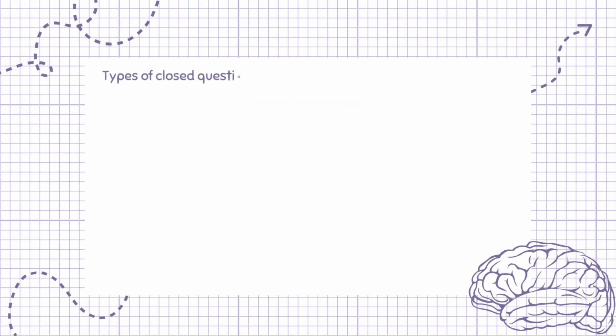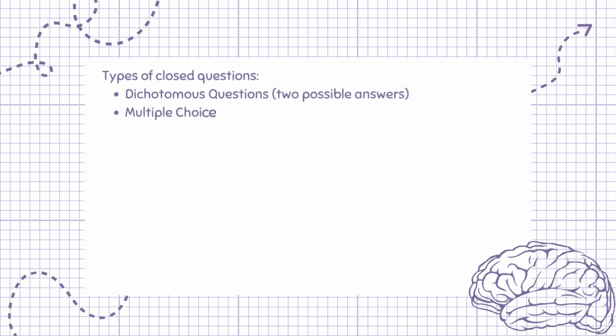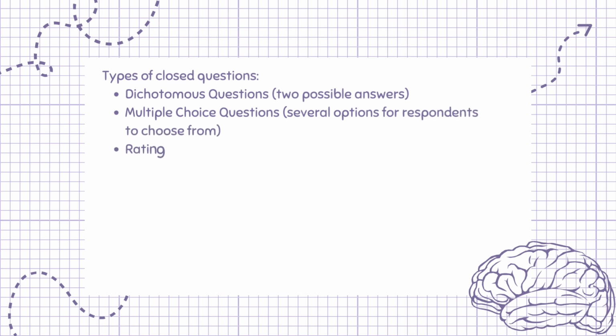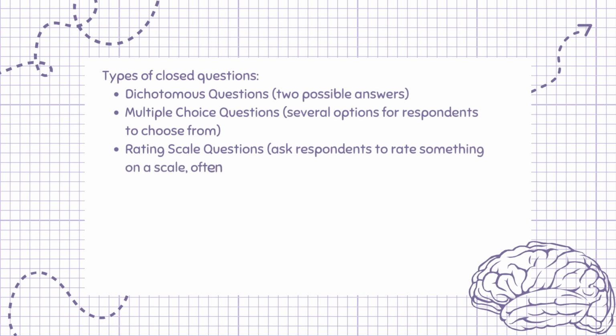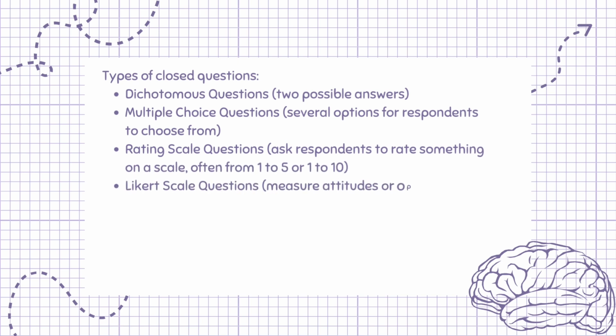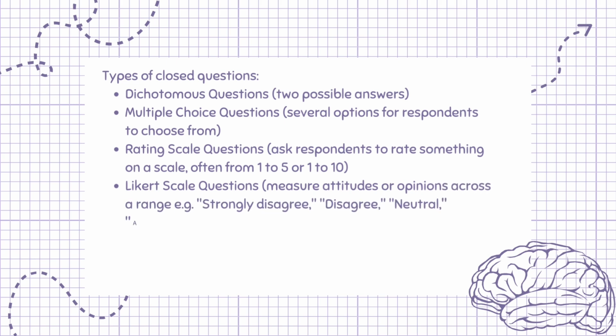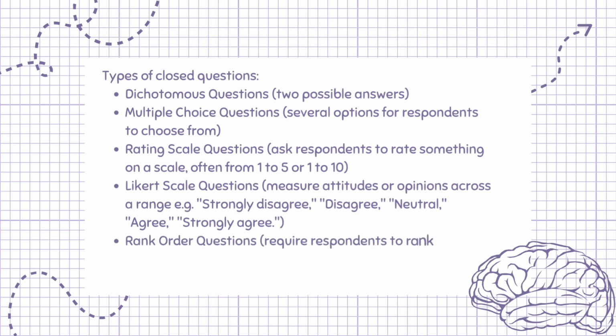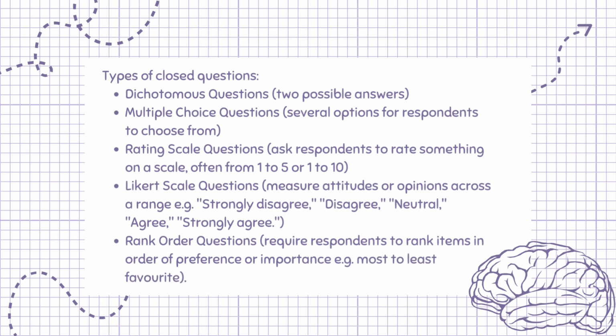Types of closed questions. Dichotomous questions, 2 possible answers. Multiple choice questions, several options for respondents to choose from. Rating scale questions, ask respondents to rate something on a scale, often from 1 to 5 or 1 to 10. Likert scale questions, measure attitudes or opinions across a range, e.g. strongly disagree, disagree, neutral, agree, strongly agree. Rank order questions, require respondents to rank items in order of preference or importance, e.g. most to least favorite.